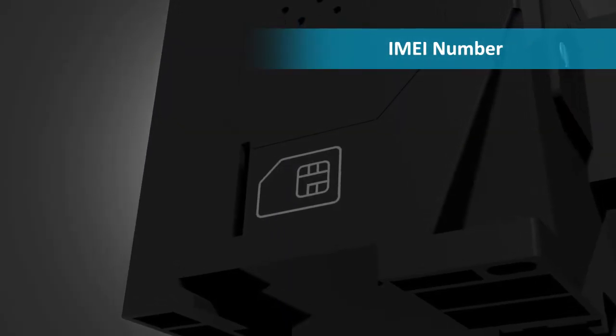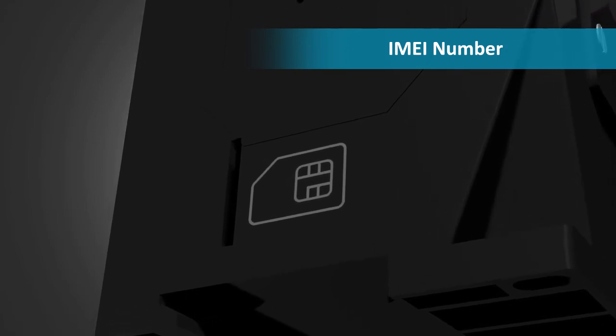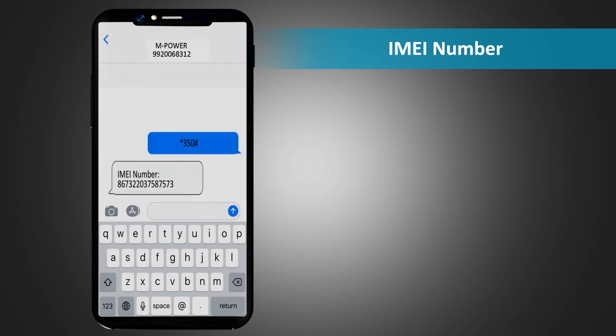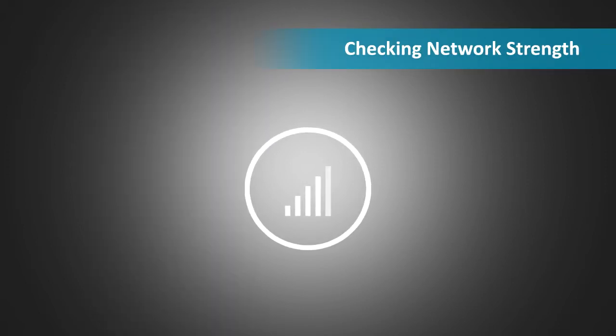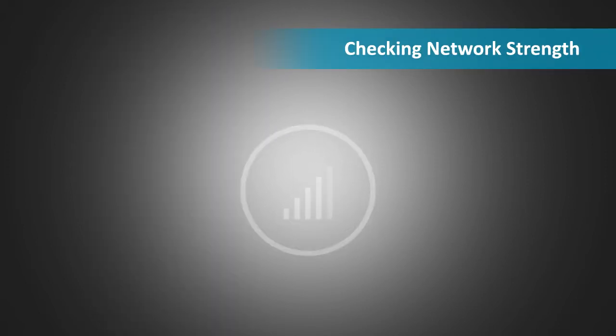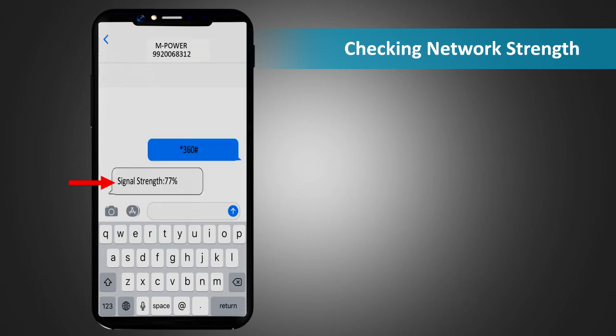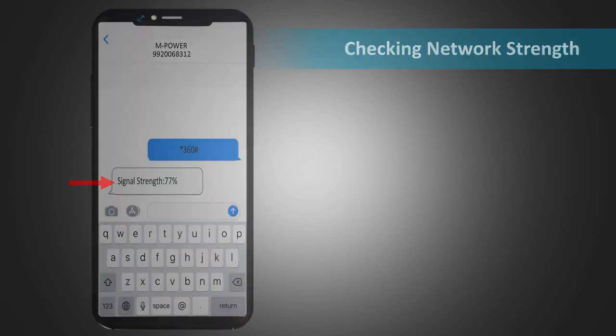IMEI number of SIM card inside the unit. To obtain IMEI number of the SIM card inside the unit, send SMS star 350 hash. The response SMS will contain the IMEI number of the SIM. Checking network strength. To check network strength, send an SMS star 360 hash. The response SMS will send the signal strength as a percentage.